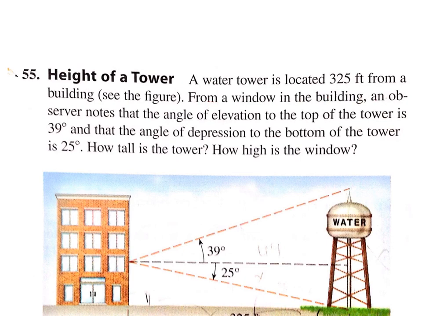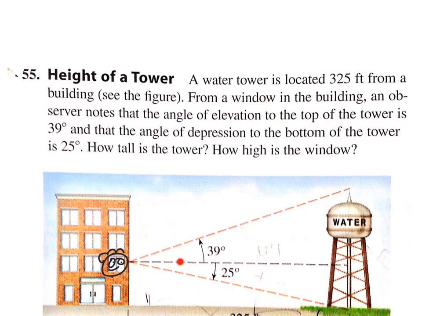From a window in the building, an observer notes that the angle of elevation, so by here you are, this is you, observing the water tower. Not drawn to scale. When it talks about angle of elevation, this is horizontal or flat, and so we're talking about how much above that. So angle of elevation of the top of the tower is 39 degrees.